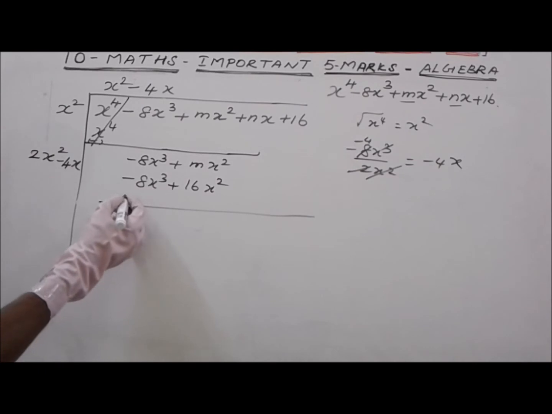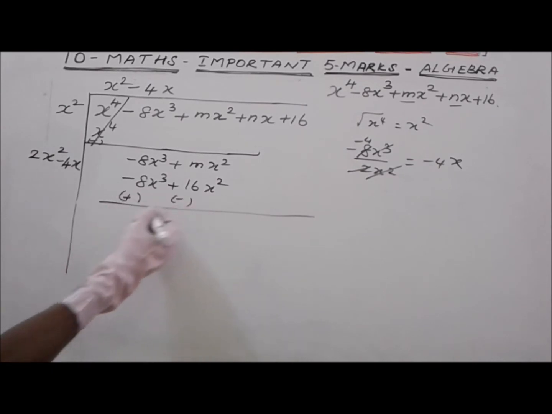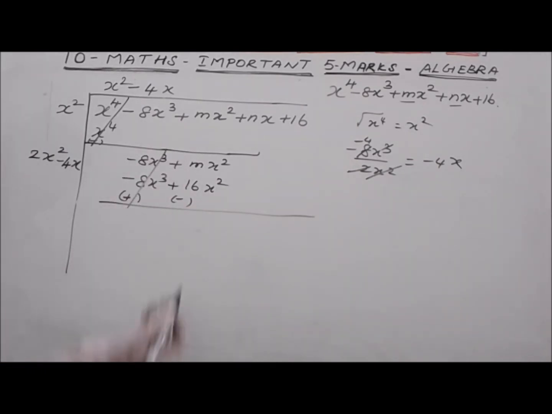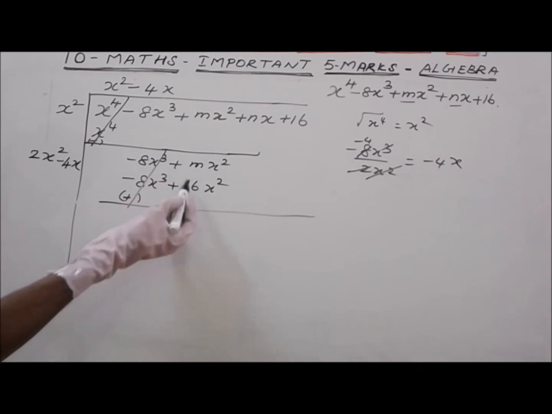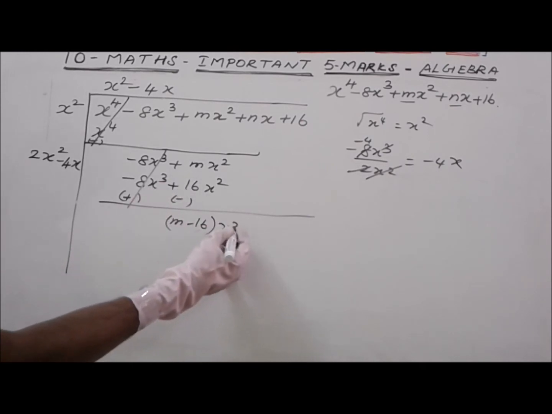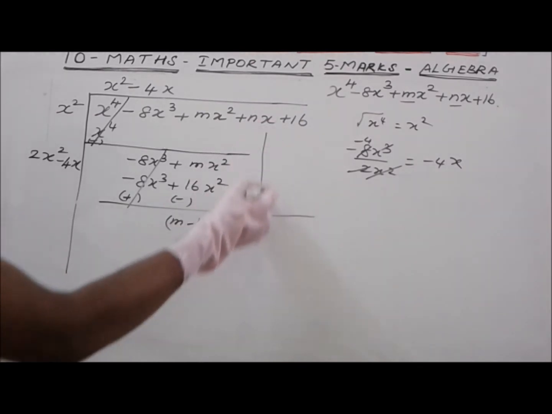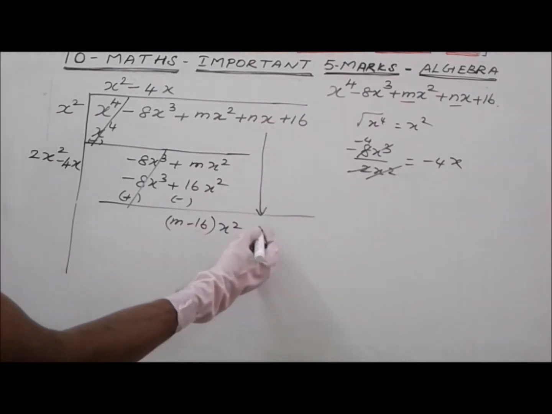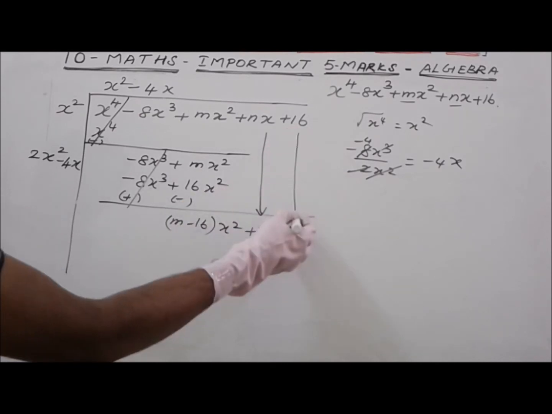Now subtract, change its sign. These two get cancelled. Here the coefficient is m minus 16. So m minus 16 into x square. The remaining two terms are plus nx plus 16.